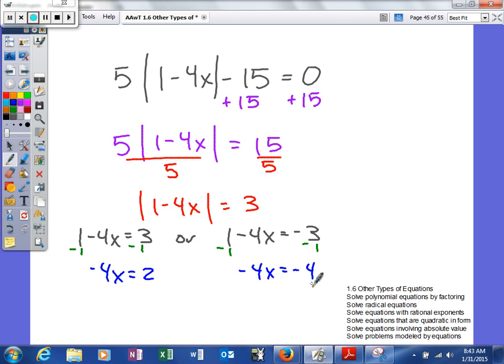I can then go ahead and divide both sides by negative 4. When I do that, I'll get x is equal to negative 1/2. We can divide this by negative 4. And then over here, you'll get x is equal to a positive 1.